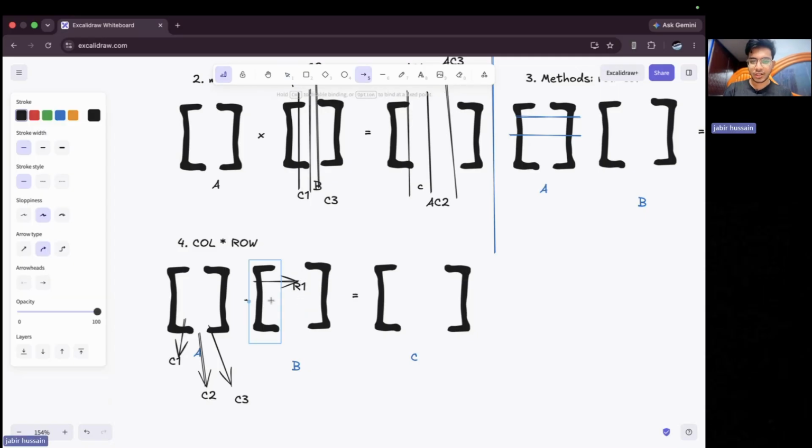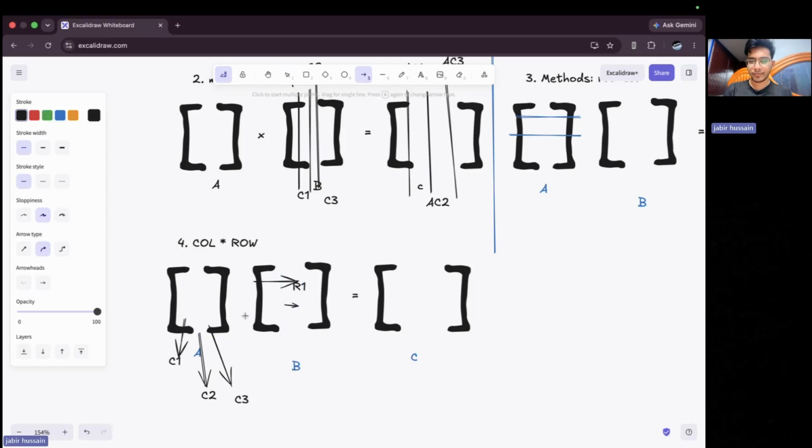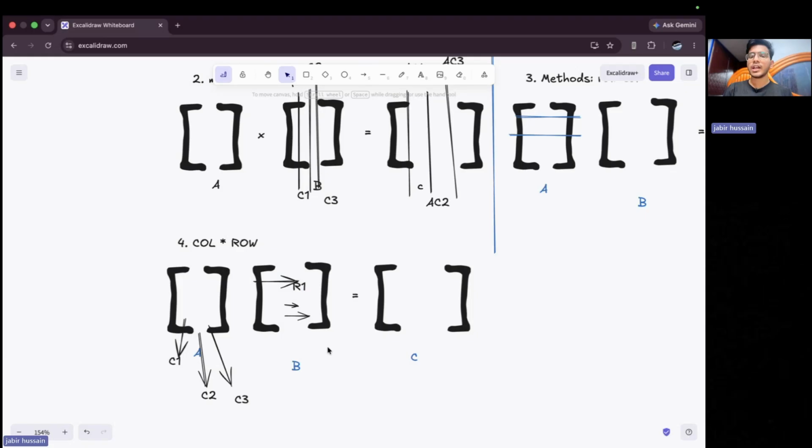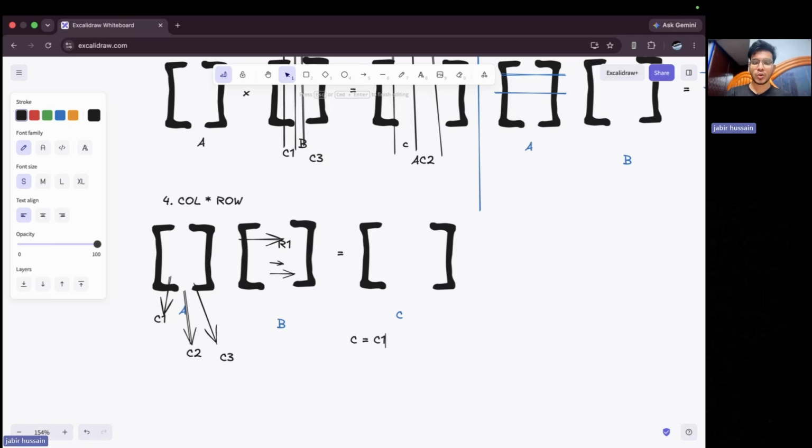Similarly, row 2. I'm just drawing things here. Okay, row 2 and row 3. Okay, row 1, row 2, row 3. Now the resultant matrix C will be equal to column 1 cross row 1 plus column 2 cross row 2 plus column 3 cross row 3.